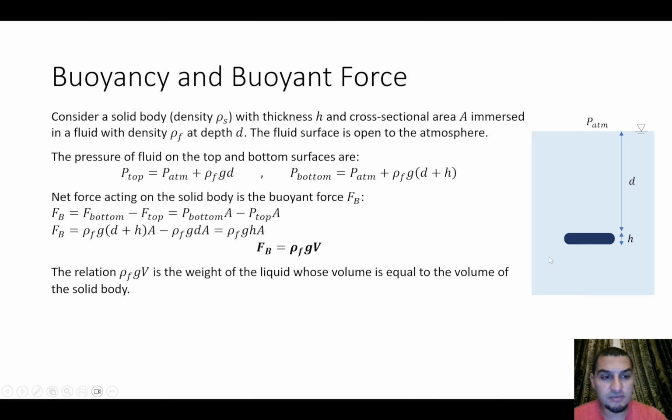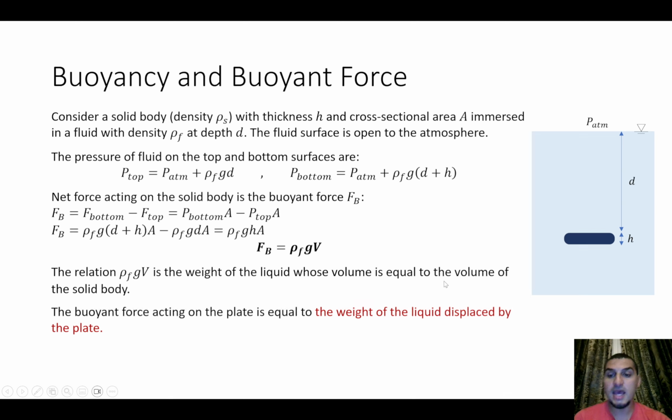Let's say this body has a volume of 1 liter. Then rho fluid times 1 liter is the mass of 1 liter of the fluid. So this is the mass of the fluid that has the same volume as the solid body. If you multiply it by g, it's going to be the weight of this liquid. This is why we say that this is the weight of the liquid whose volume is equal to the volume of the solid body, and this is the buoyant force. So the buoyant force acting on the body is equal to the weight of the liquid displaced by the body. The weight of the liquid is the same as the weight of the fluid that has the same volume, so it's the same thing.